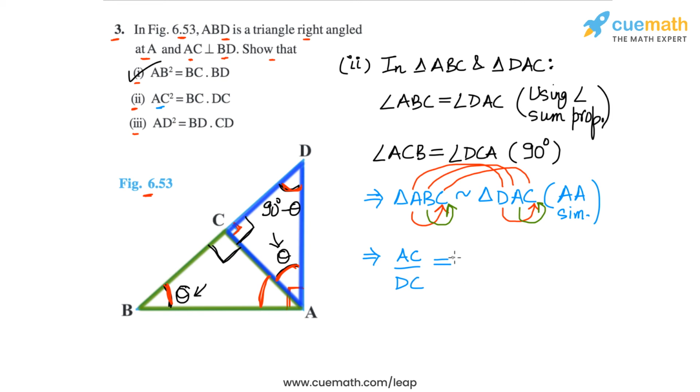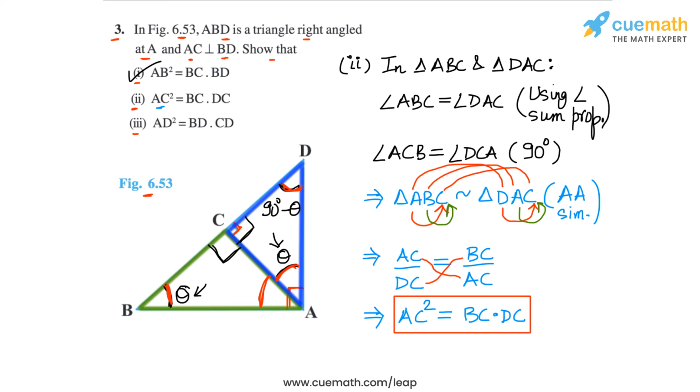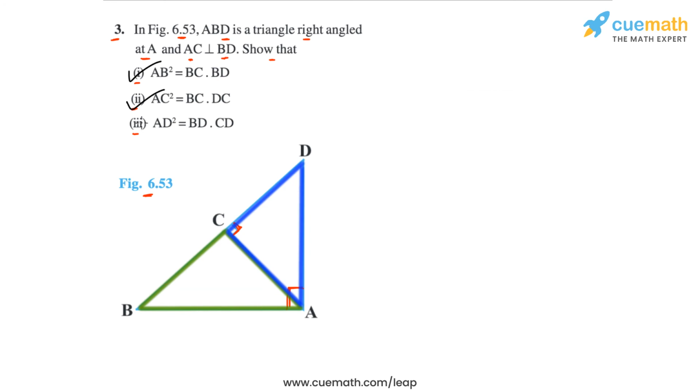So AC by DC will be equal to BC by AC. And now we simply cross multiply. So we get AC into AC on one side and we get BC into DC on the other side. So AC square on the left side is equal to BC into DC on the right side. Alright, so this is what we had to prove. AC square is BC into DC. So this completes part 2, and now let's finally come to part 3.